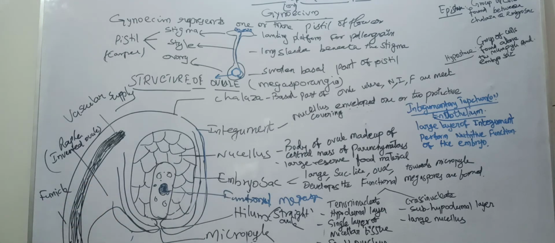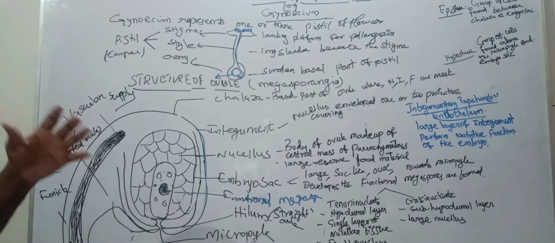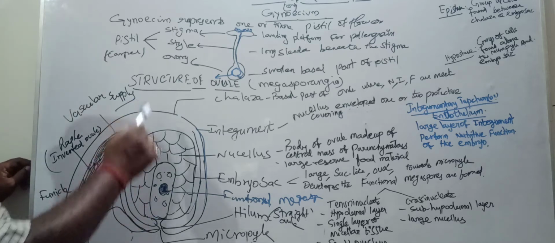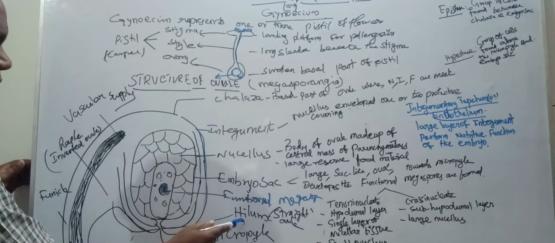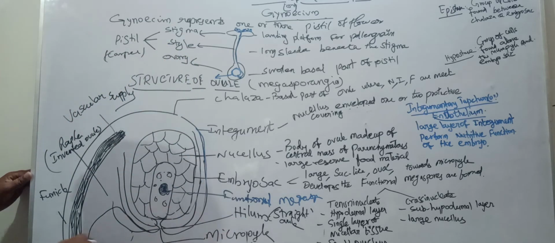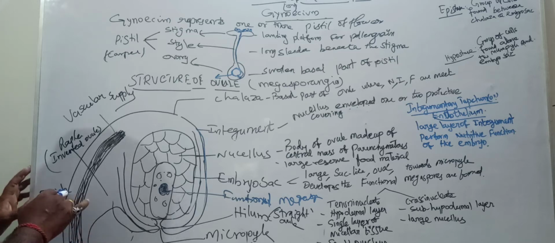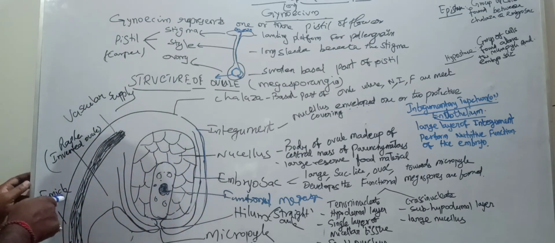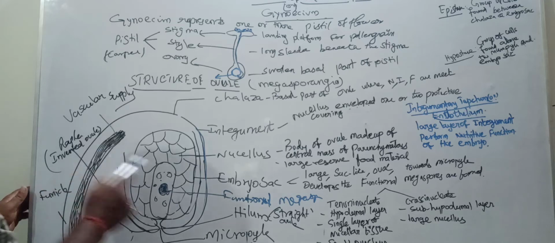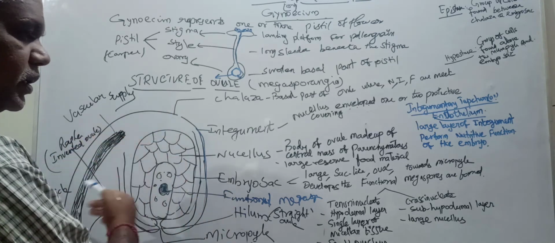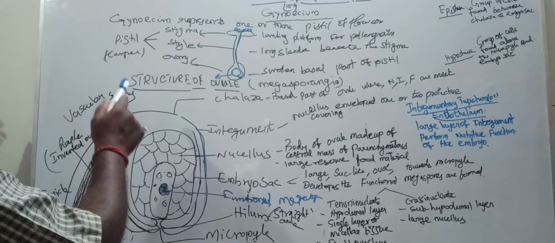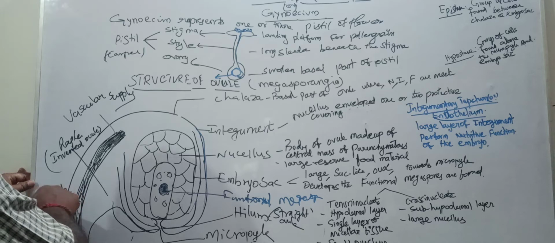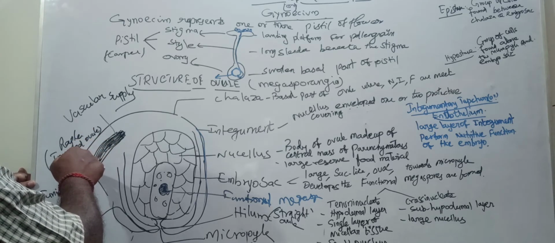Next one is the hilum. The hilum is the part where the ovule is attached, in a straight ovule. Next, the funicle is the stalk of the ovule, in an inverted ovule. The stalk of the ovule is called the funicle. The raphe is the part where the stalk is fused with the integument in an inverted ovule.